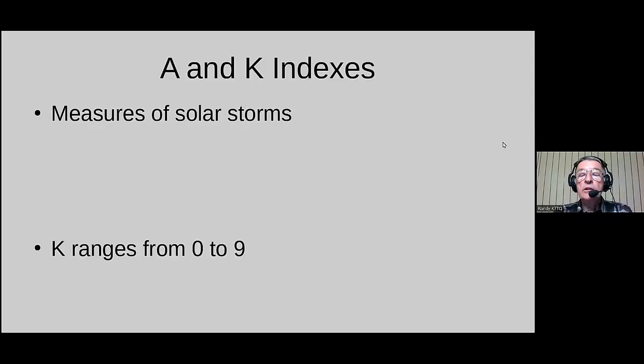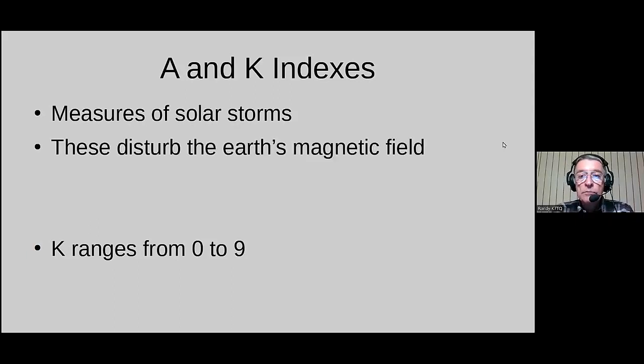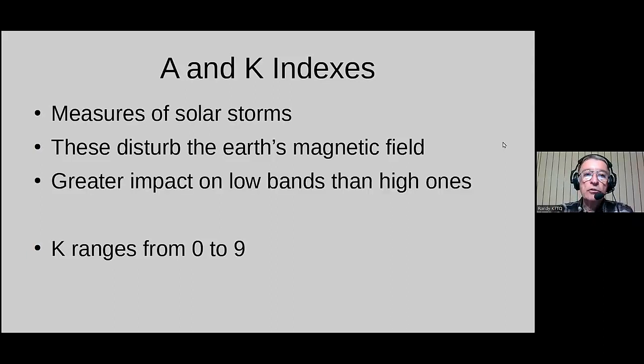Now let's talk about the other two indexes, the A index and the K index. Those are measures of solar storms. So the solar storms disturb the Earth's magnetic field. So the magnetic lines get moved around as the particles from the solar storm come, and as they move around, they create disturbance. And those have a greater impact on the low bands, 160, and especially 80 and 40. So more impacts on the lower bands than they do on the higher bands.